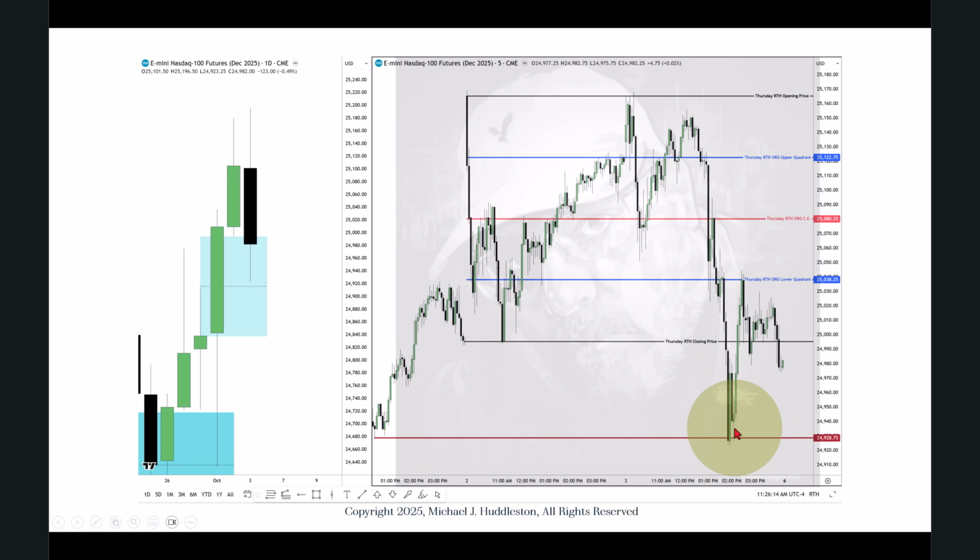And looking at that rally, it takes us right back up into Thursday's regular trading hours opening range gap lower quadrant. So the labels here are Thursday's regular trading hours closing price, Thursday's regular trading hours opening range gap lower quadrant, consequent encroachment, upper quadrant, the opening price there based on Thursday's trading. No opening range gap is being plotted in this discussion on Friday's trading.